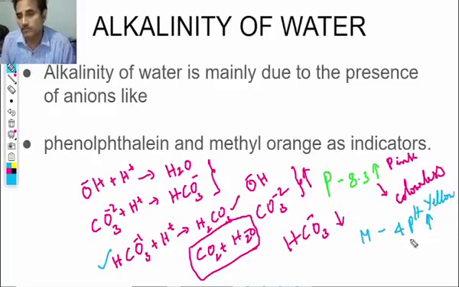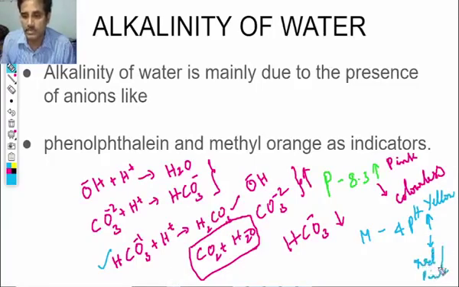Above 4 up to 7 is also acidic, but even though it is acidic, above pH 4 it will exhibit the yellow color, and below 4 generally it will exhibit the red or pink color. Generally we can call the pink color a red color as well. So this is about the methyl orange indicator range.